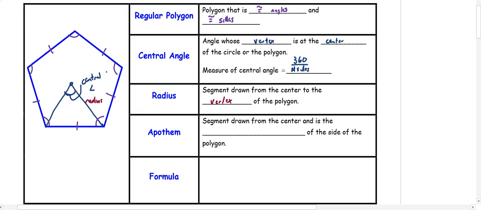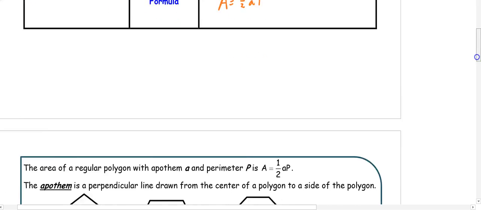And then the apothem, which is important to help us find the area of a polygon, is drawn from the center and is perpendicular to the side of the polygon. So when we go from the center to the side, this would be the apothem. To find the area of a regular polygon, the area is equal to 1/2 times the apothem times the perimeter. So let's practice with a bunch of different polygons to find the area.